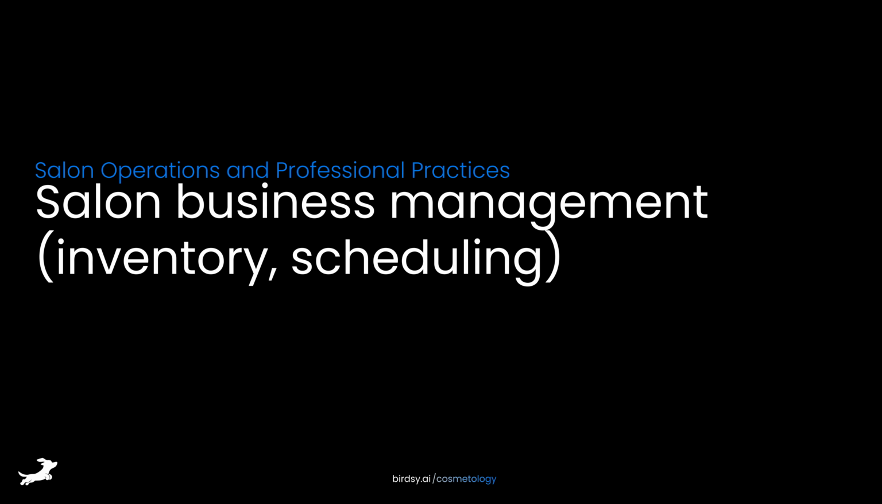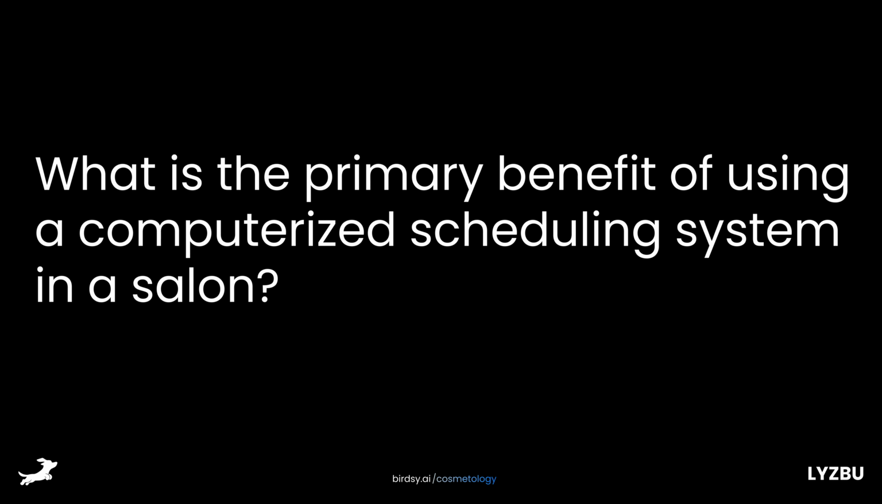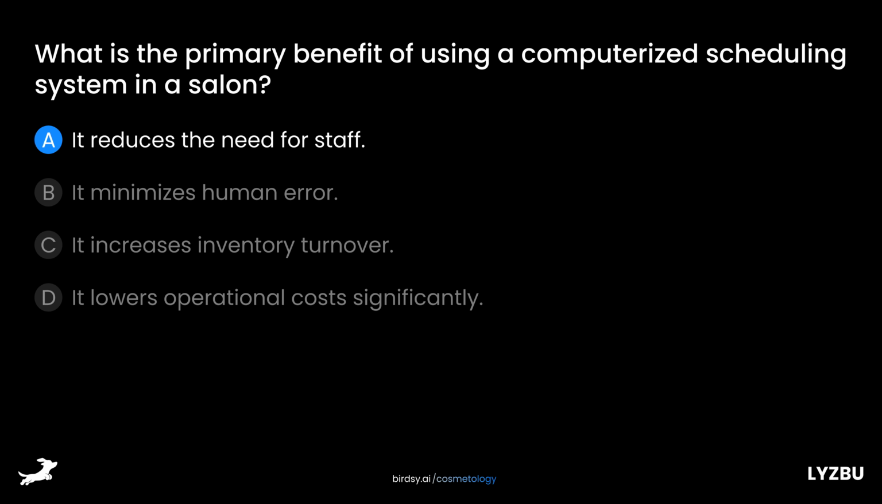Salon business management, inventory scheduling. What is the primary benefit of using a computerized scheduling system in a salon? Is it A. It reduces the need for staff, B. It minimizes human error, C. It increases inventory turnover, or D. It lowers operational costs significantly?